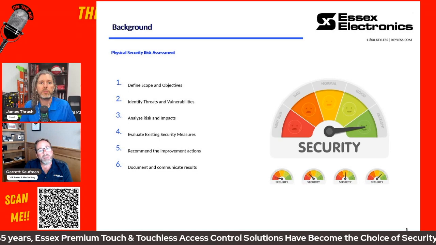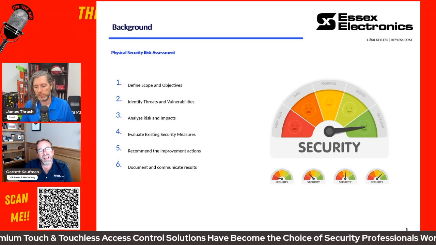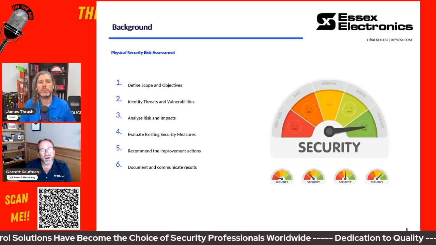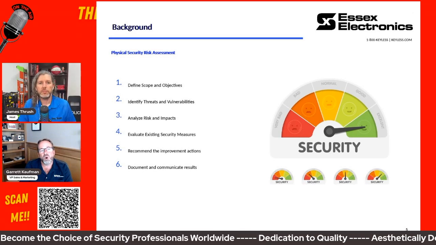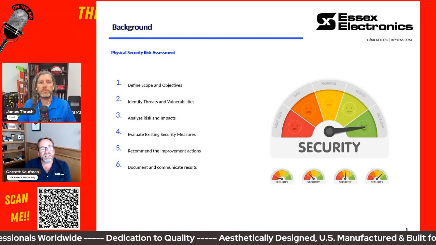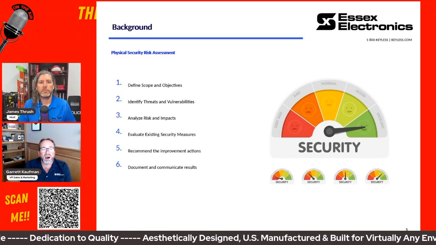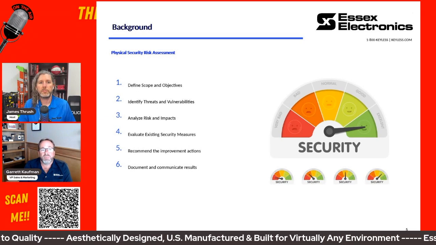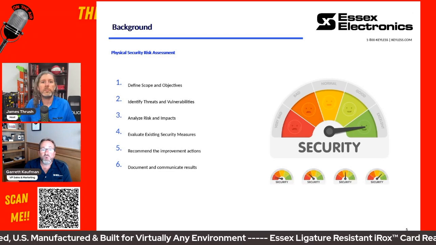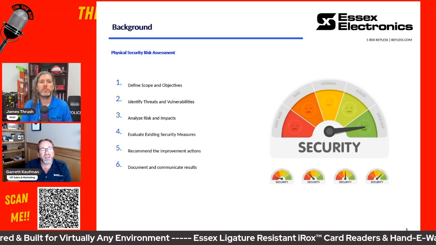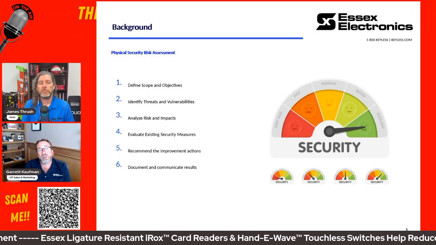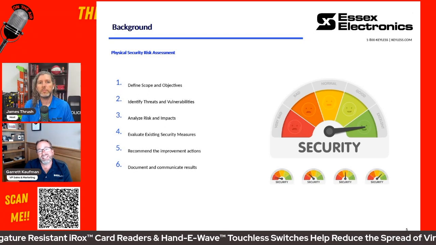But then the third step in this process is to analyze those risks and the impacts of those threats and vulnerabilities. As far as the risk, what's the likelihood that a threat might be exploited with a vulnerability? And for the impact, is there a potential damage or loss that could be the result of an attack?